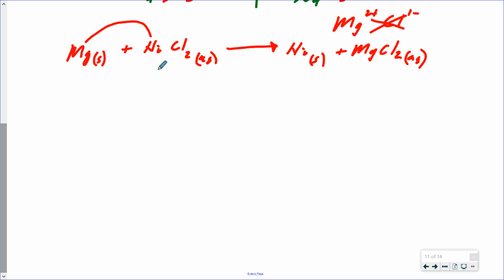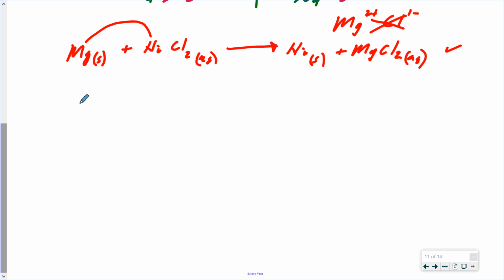Balancing, how does it look? 1 magnesium on the left, 1 on the right, 1 nickel on the left, 1 on the right, 2 chloride on the left, 2 on the right. It is already balanced. All the numbers in front have a coefficient of 1. You don't need to stick any other numbers in front here.